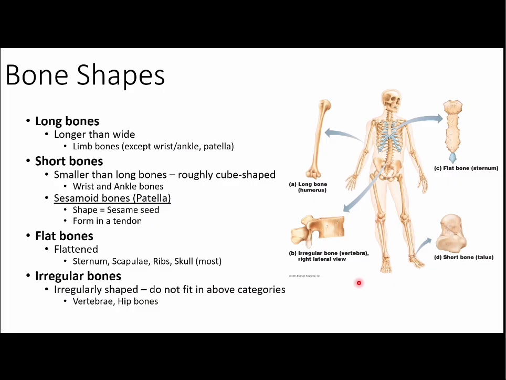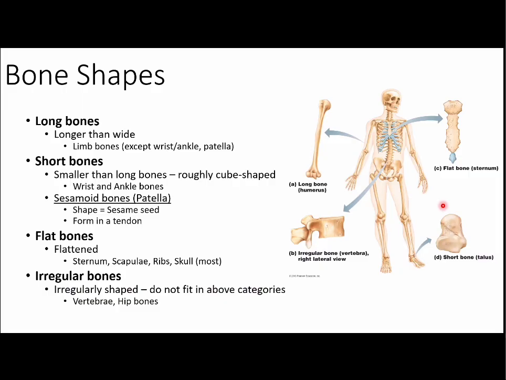Then we have short bones. So your short bones are smaller than long bones, and they are roughly cube-shaped. So if we're looking at our skeleton over here, and we go back and look at those wrist bones, and we can't really see the ankle bones here, but we can look at the talus, which is one of our bones in our ankle over here, that's where we're going to find our short bones. They're roughly cube-shaped, so your wrist and your ankle bones.